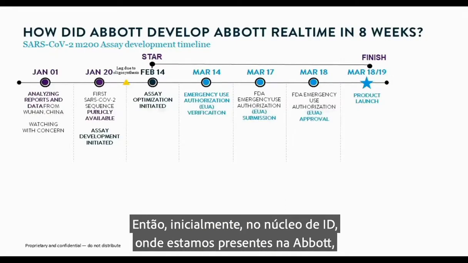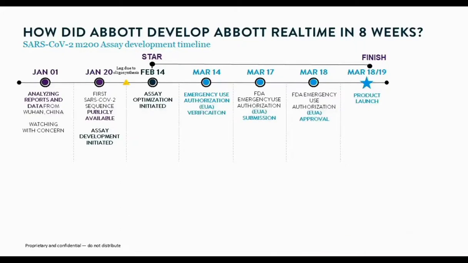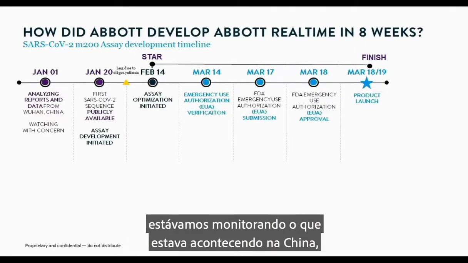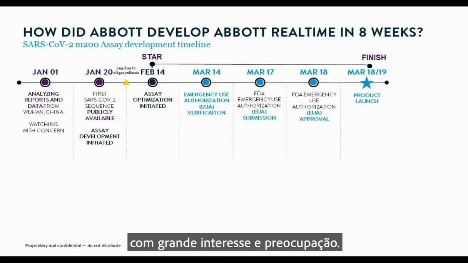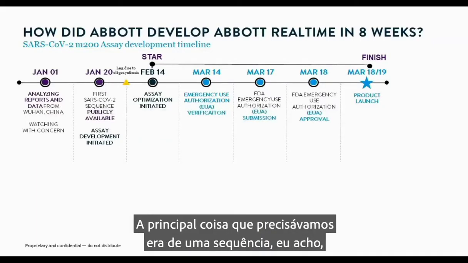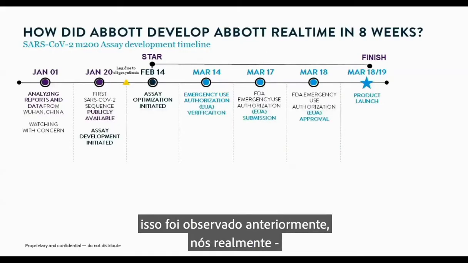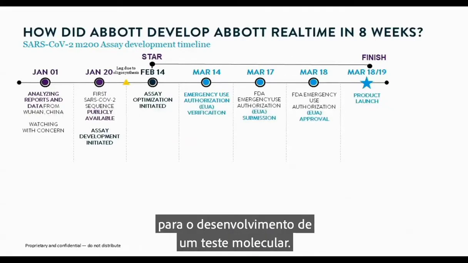So initially in the ID core, where we sit at Abbott, we were monitoring what was going on in China and looking at how things were developing with great interest and concern. The main thing we needed was a sequence. I think, you know, this was noted previously. That is the starting point for building a molecular test.